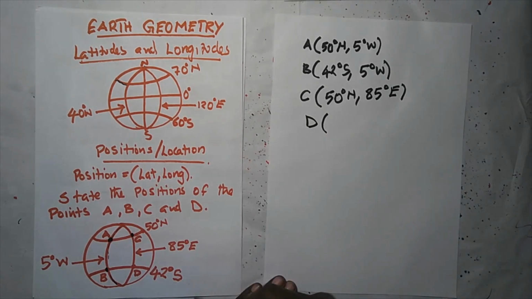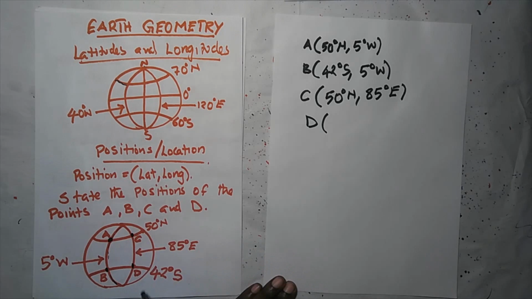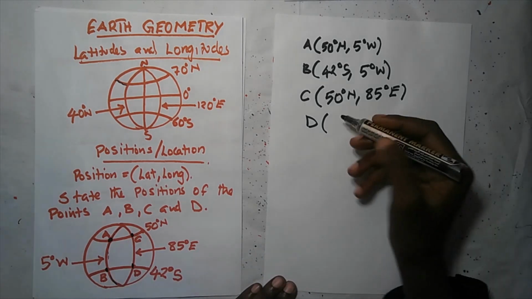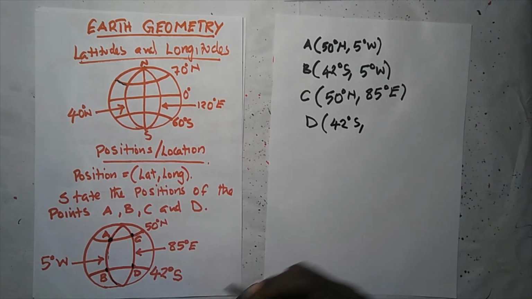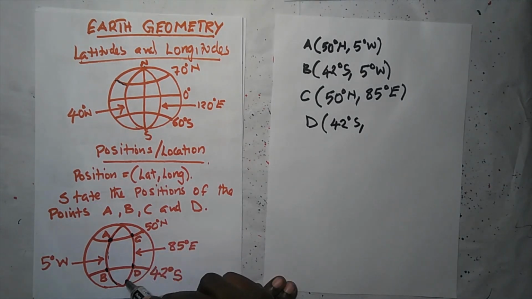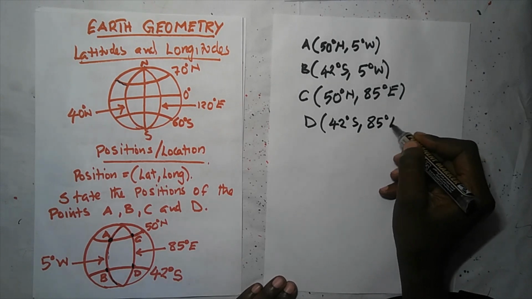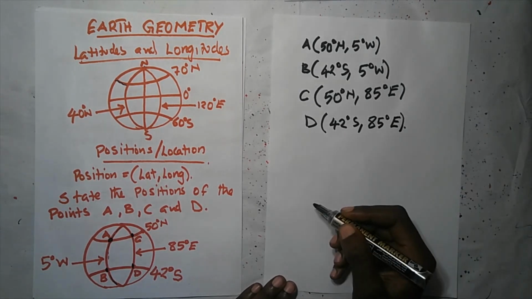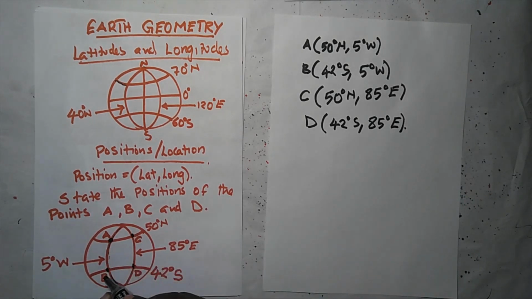The position for D, or the location of the point D, the coordinate for D is here. The latitude on which D is, is 42 degrees south. So 42 degrees south. And then the longitude is 85 degrees east. 85 degrees east. Okay, so these are the positions of the points A, B, C, and D.